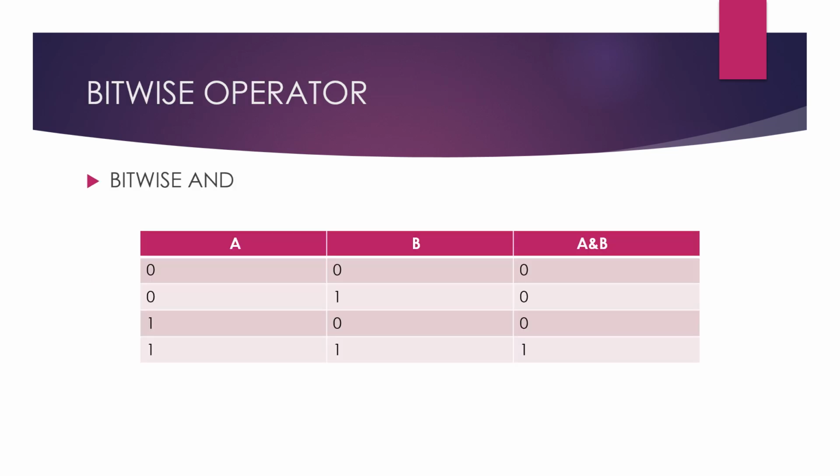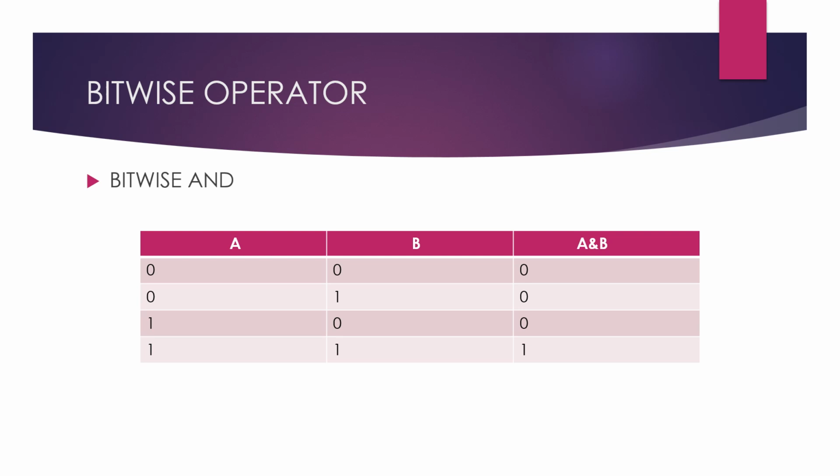Next we have bitwise operators. Bitwise operators are those operators that perform an operation at bit level. There are four types of bitwise operators, that is AND, OR, NOT, and XOR. It's just like the logical operators only, but XOR is additional in this.